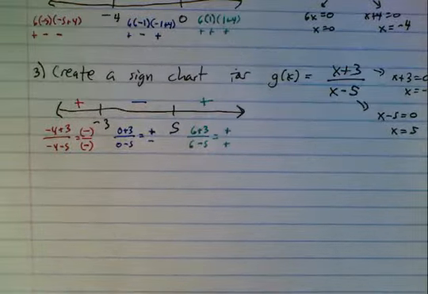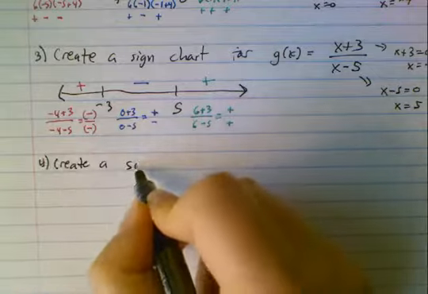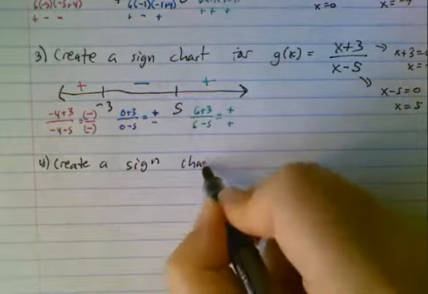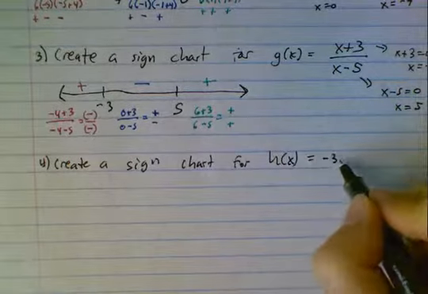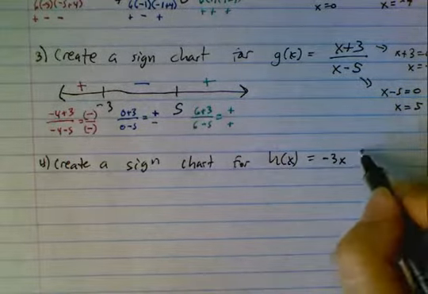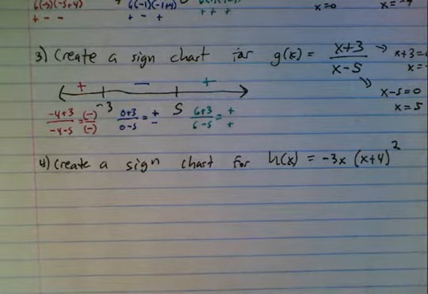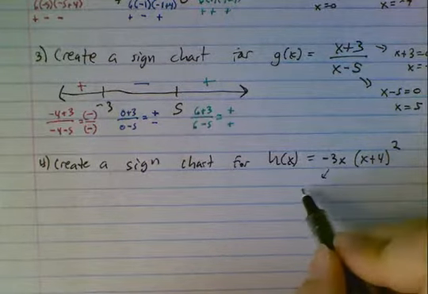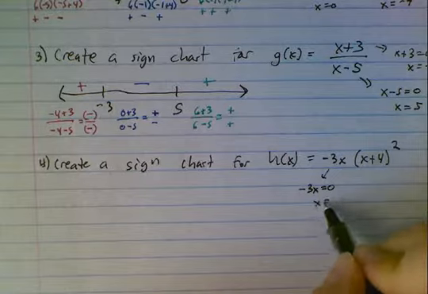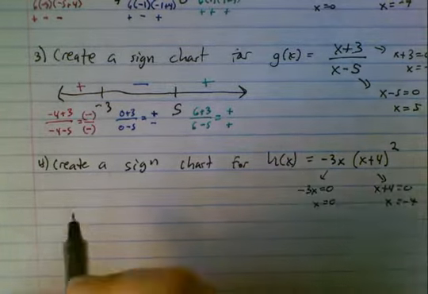So this is the same idea for all the rest of the problems. We're just going to be looking at problems that have trickier and trickier pieces to them. So let's create a sign chart for h of x equals negative 3x times x plus 4 squared. So we can treat this negative 3 and x separately, or we can just do them as one factor. It really doesn't matter. Negative 3, x equals 0, x equals 0, x plus 4 equals 0, x equals negative 4.